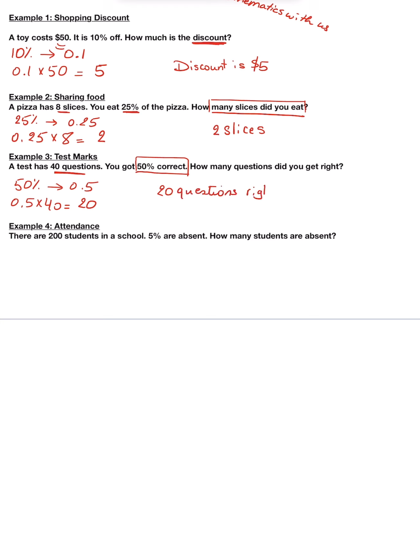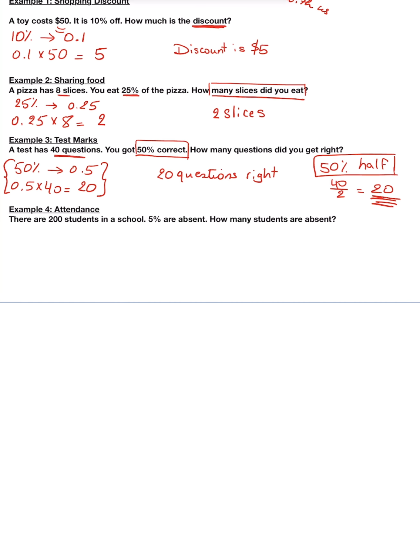Now, if you don't want to use these steps and you know that it's 50%, it's half. All right. 50% is half. So what's half of 40? 20. So you'll get the answer that quick, especially during exams when you don't have enough time.